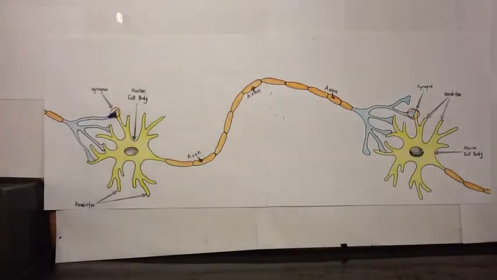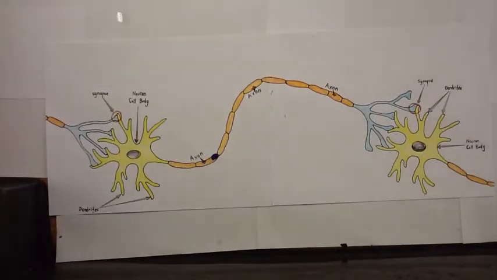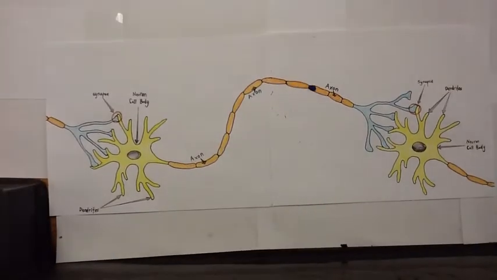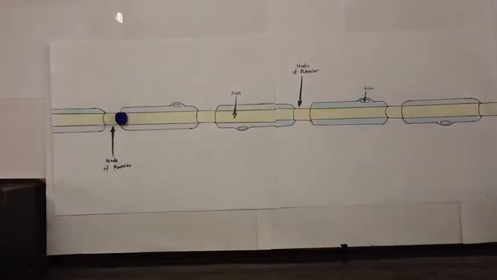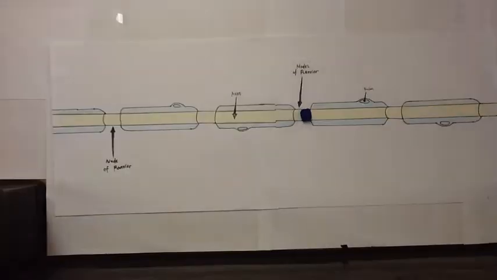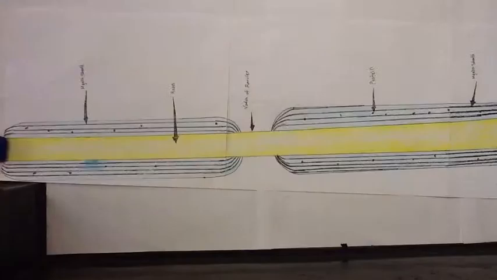The impulse enters through the dendrite first, and if there's enough impulse, it will fire through the cell body into the axon. This is called the all or nothing factor. Let's zoom into the axon and see how the action potential actually works.